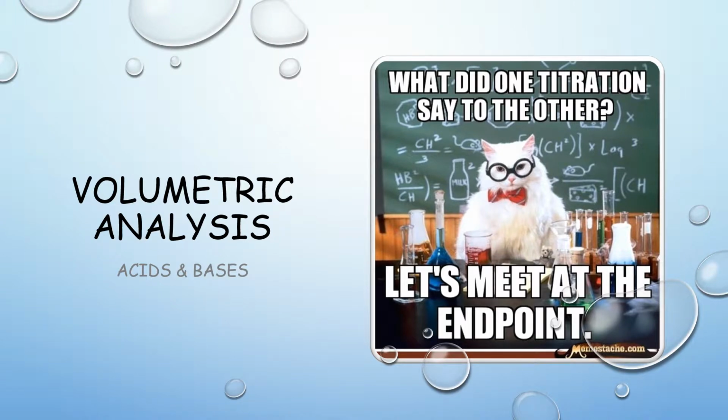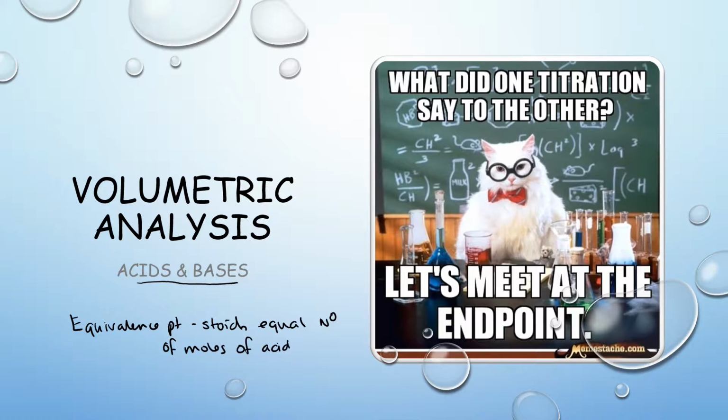In this video, we're going to look at the purpose of volumetric analysis, and we're going to focus on acid-base titrations. So you'll need to know some common terminology. The first one is equivalence point, which is when we have stoichiometrically equal number of moles of acid and base. The second terminology you should know is endpoint, which is when the indicator changes colour.